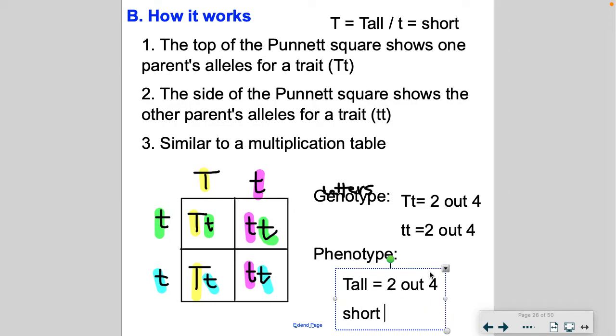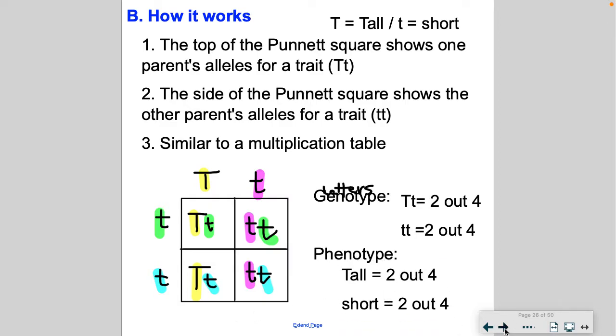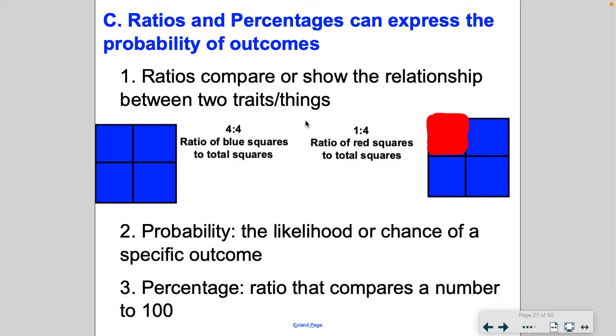And how many are short? Well, the only way you can be short is if you have 2 lowercase t's, and we see that, so 2 out of 4. I know it doesn't say out of, it just says 2 out of 4, whatever. Okay, so ratios and percentages can help us express the probability of these outcomes.